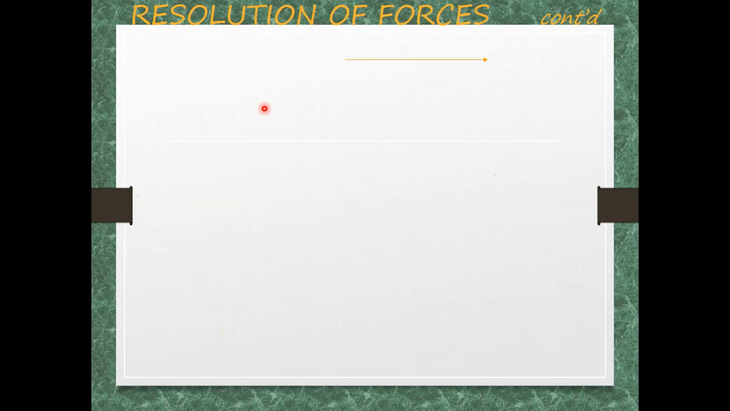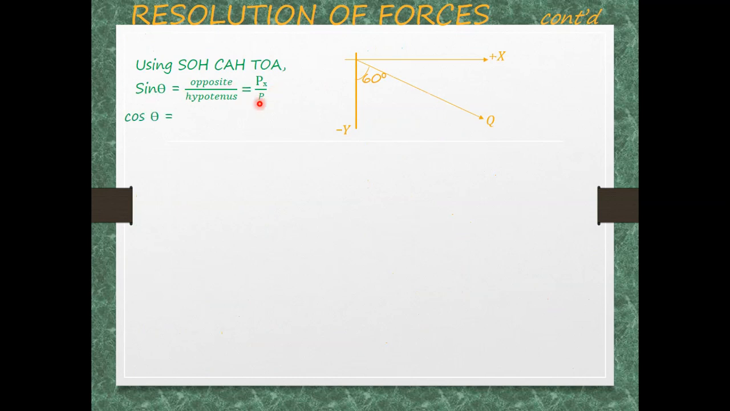So we extract our diagram again as we proceed further to the second part of our question. This is our angle, 60 degrees. Then what we normally use, SOHCAHTOA, once again, so that we can trace the question. So sin theta is equal to Px over P, and cos theta is equal to Py over P.